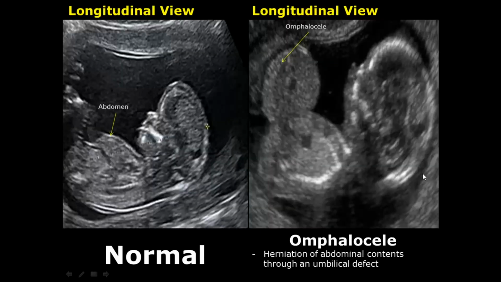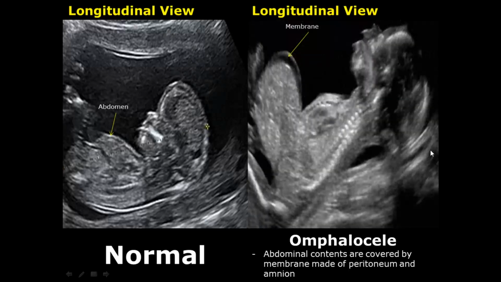In an omphalocele, there is a herniation of abdominal contents through an umbilical defect. Here we can very easily see herniated abdominal contents in this longitudinal view. The herniated abdominal contents will be covered by a membrane which is made of amnion and peritoneum. Here you can see the membrane covering the omphalocele.